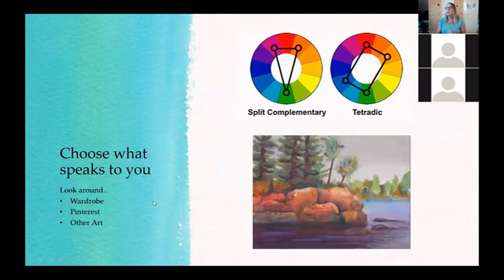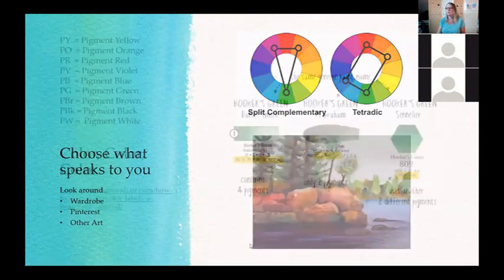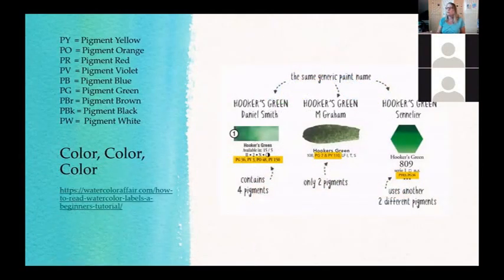So look around in your life, your wardrobe, look on Pinterest, look at things that appeal to you, other paintings, other decorations, patterns and color combinations in your clothes. See what appeals to you, and see if you can figure out which combination that is and what you tend to like. And then that can also help you figure out color palettes that you personally like.